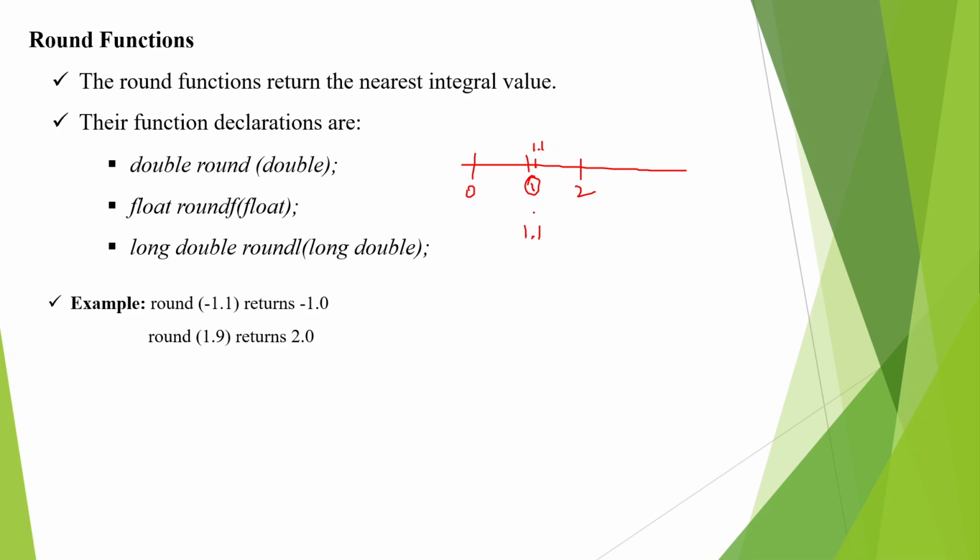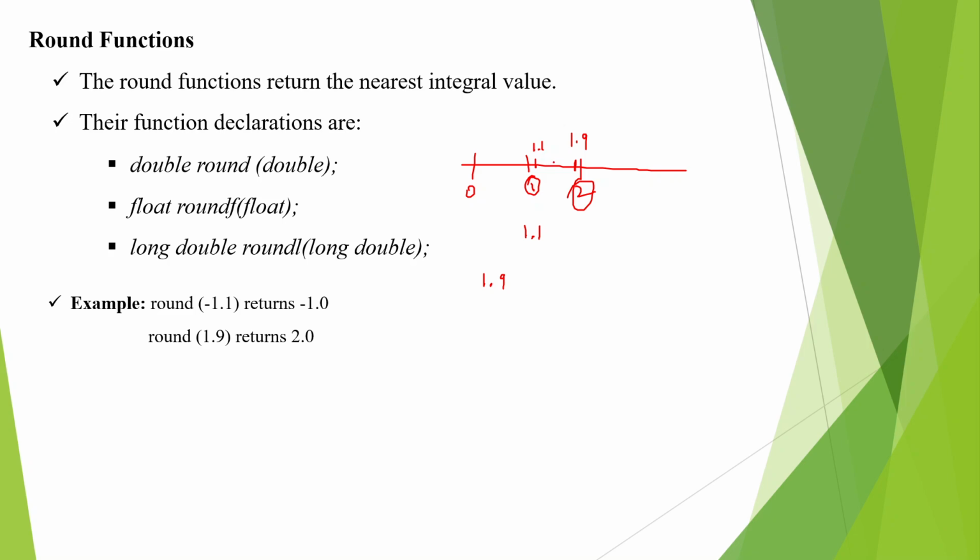Take another example, say 1.9. Where will it go? We know it will go somewhere here, this is 1.9. Which one will be the nearest, 1 or 2? 2 is the nearest. So the round function value of 1.9 will be 2, and the round function value of 1.1 will be 1.